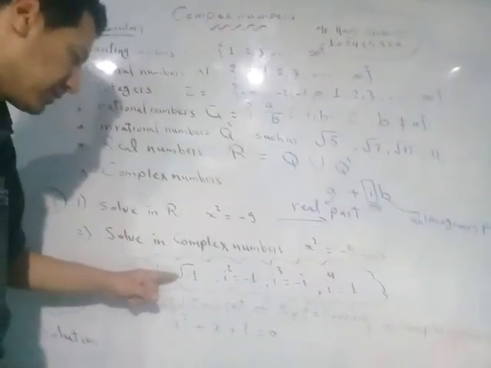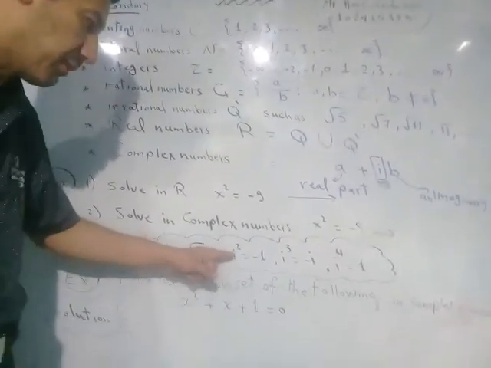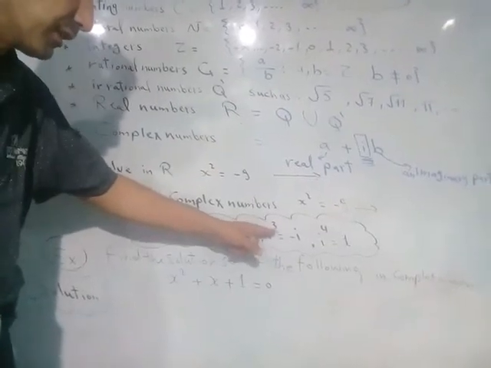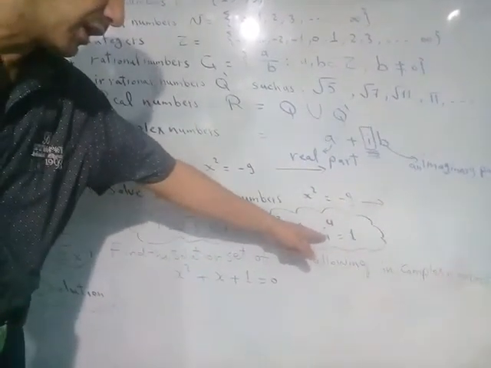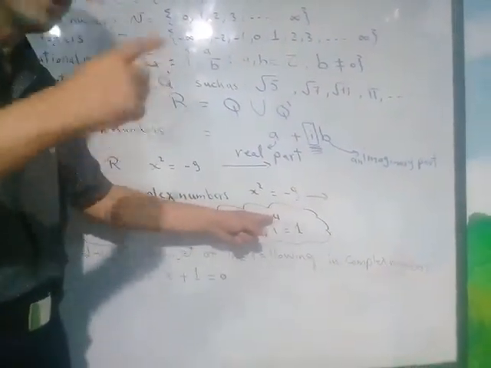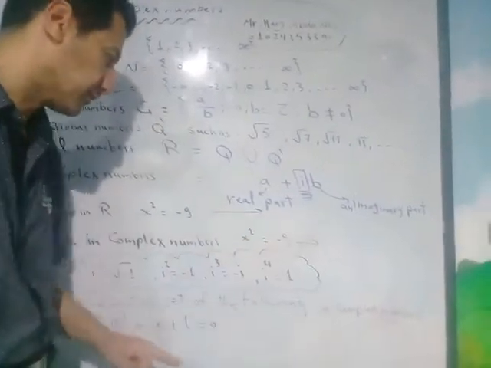i means equals square root of negative 1, i power of 2 equals negative 1, i power of 3 equals negative i, and i power of 4, and i to the power of any number divisible by 4 equals 1.